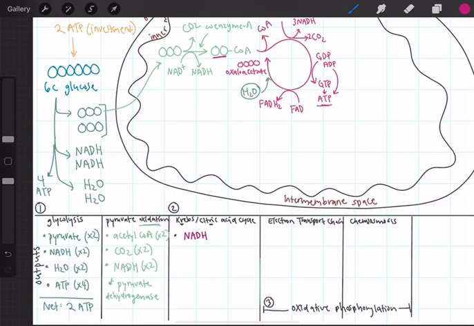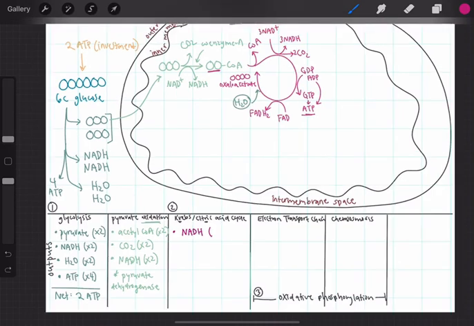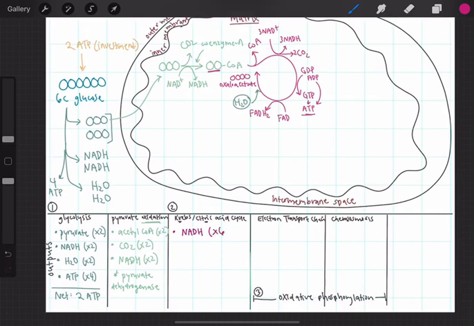This is the reduced form, meaning it has gained electrons. It's currently carrying 2 electrons and 1 proton. So 3 NADH molecules were created with every acetyl-CoA. You have 2 acetyl-CoA molecules, so you're going to have to multiply the number of the products by 2, which is going to give you 6 NADH molecules.